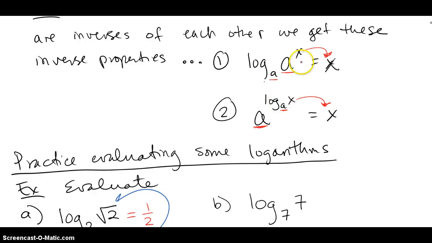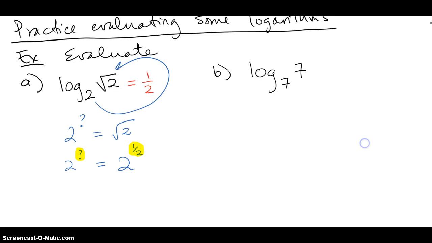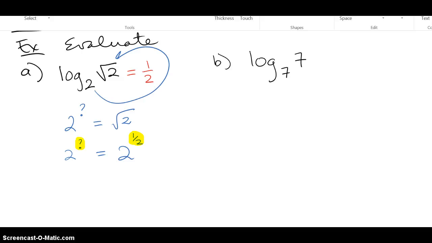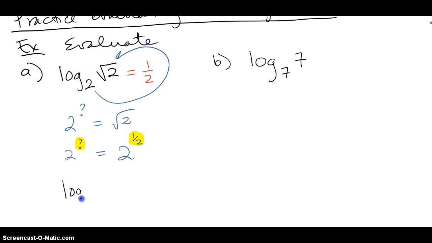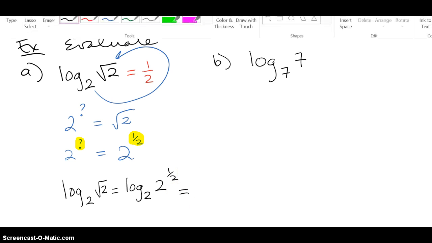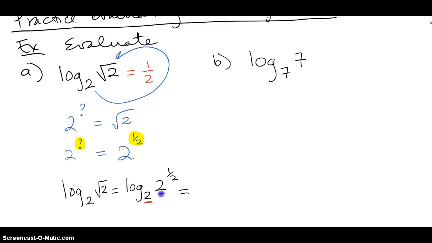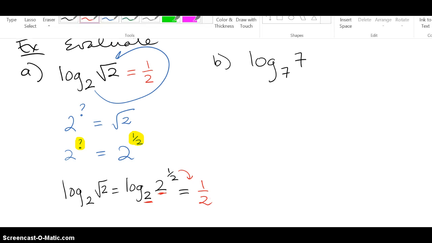one of these inverse properties without having to do further analysis. I can say, well, log base 2 of root 2 is the same as log base 2 of 2 raised to the 1/2. Because remember, the power of a radical is really an exponent of 1/2. Now, since I have the bases to be identical, the inverse property says my answer is just the 1/2 that pops down.